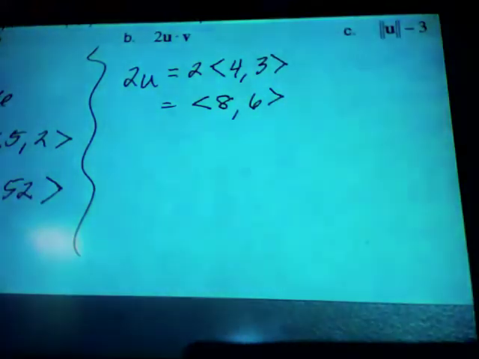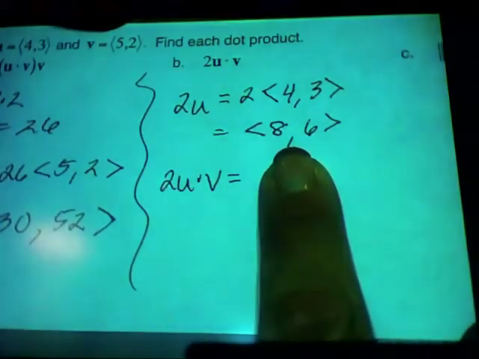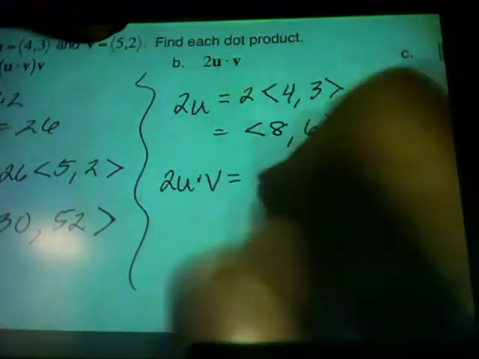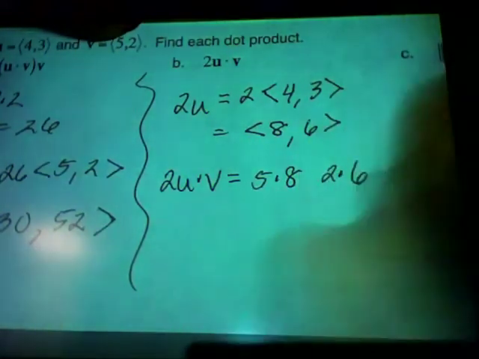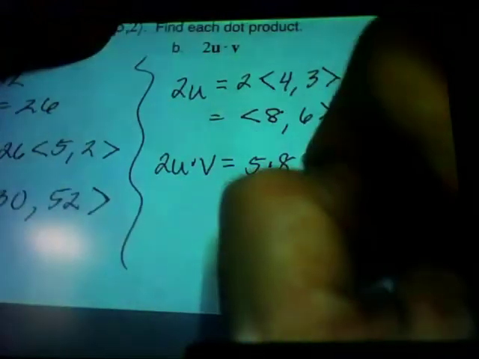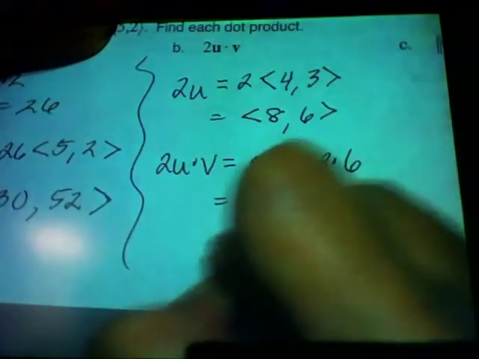So 2u would be 2 times 4 comma 3, which gives me 8 comma 6, right? Then I'm going to take that and multiply it to v. So 2u times v would equal, now I'm looking at these two vectors right here. So I'm going to take 5 times 8, and then the y's are 2 times 6, and then I'm adding those together. And so I get 40 plus 12, which is 52.